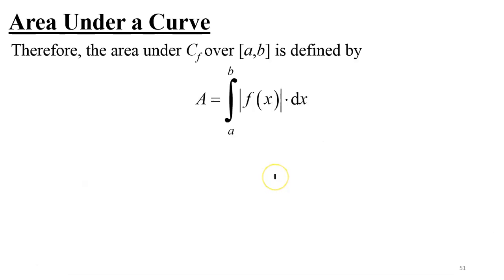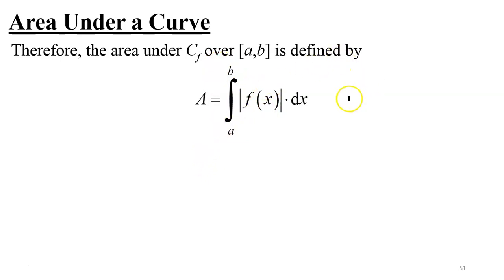So this leads me to a rule for combining the three cases we just discussed together as the definition for the area under a curve. The area under the curve of f over an interval AB is in fact defined by the integral of the absolute value of f of x between a and b.